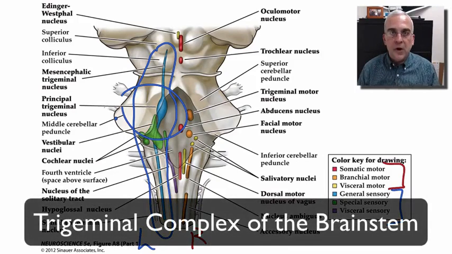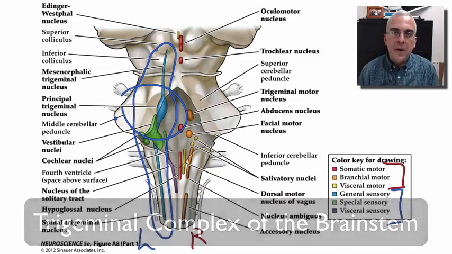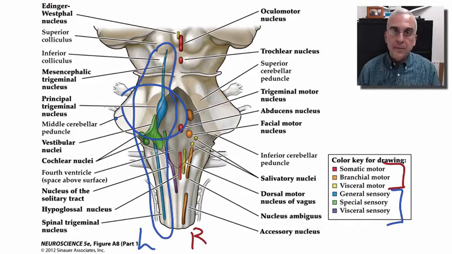This is the trigeminal complex of the brainstem. It can be divided into several subnuclei. We'll spend a fair amount of time talking about this particular complex of nuclei. It's all associated with the trigeminal nerve, and it's all associated with sensations derived from the face. But different parts of this nucleus receive different aspects of facial sensation.